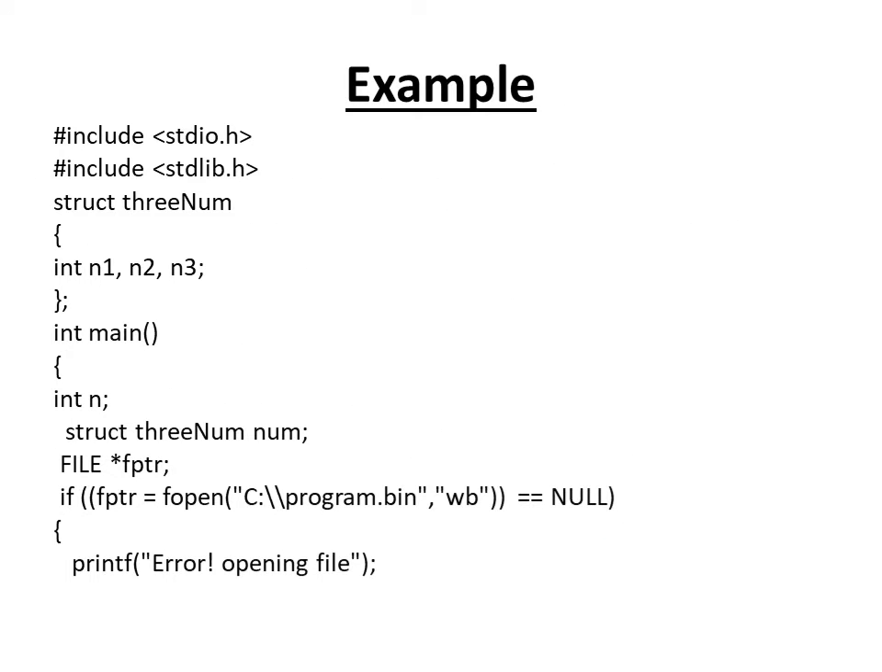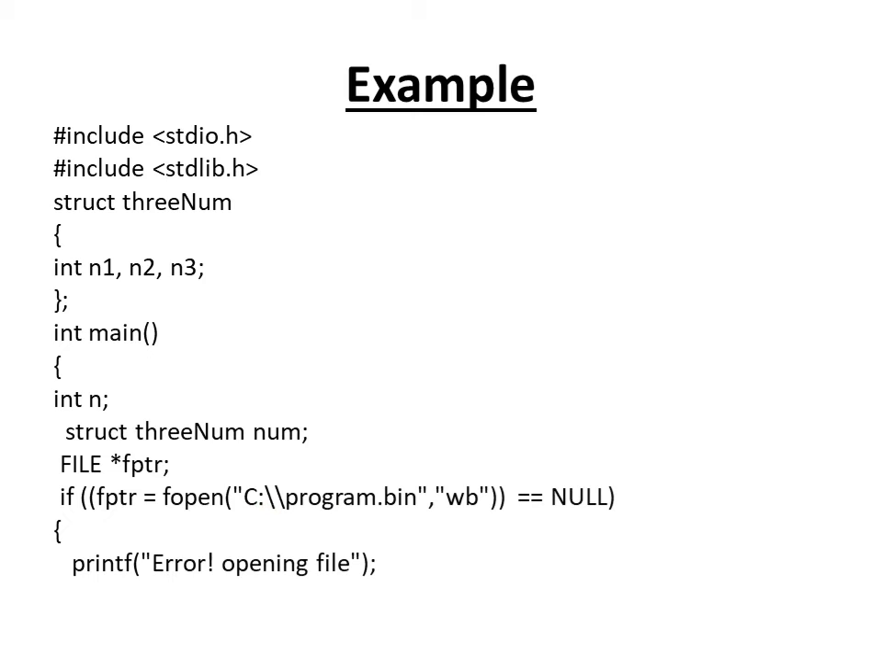Here is an example. Similarly, the examples I have taken before, the same thing I have taken here. I have declared a structure threeNum with 3 variables, opening a main function. Once again I have declared a variable, struct threeNum num. This threeNum is the structure tag, and num is a variable of the structure. fptr is a file pointer.